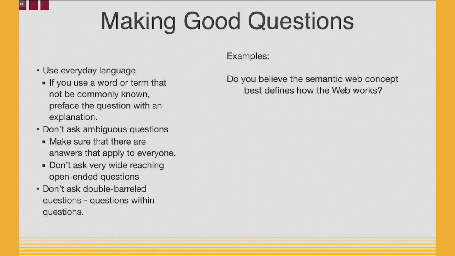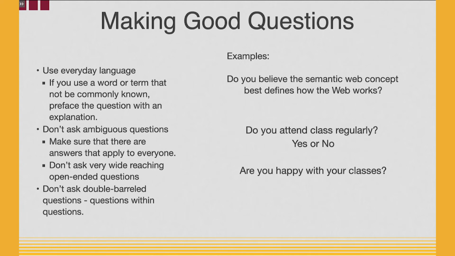So here's an example across from that. The first example: do you believe the semantic web concept best defines how the web works? Well, if you don't know what semantic web means, you won't be able to answer that question. Right? So you would want to define that. Don't ask ambiguous questions. Make sure that there are answers that apply to everyone.